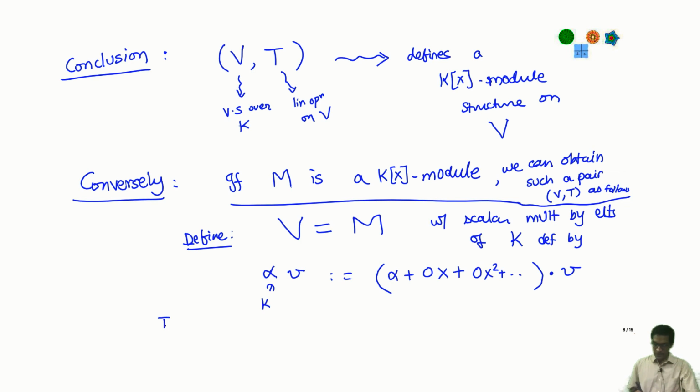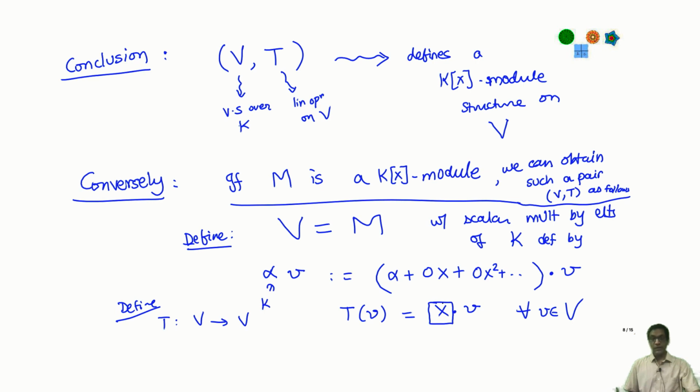And my linear operator T from V to V is obtained as follows. Define T acting on v as just the action of x on v. Remember, x is again a polynomial, a very special one, the degree 1 homogeneous polynomial x to the power 1. I just look at how x acts on v. That again is given because M is given to be a K[x] module, so I just use the given action. So T v is defined as xv, for all v in V.